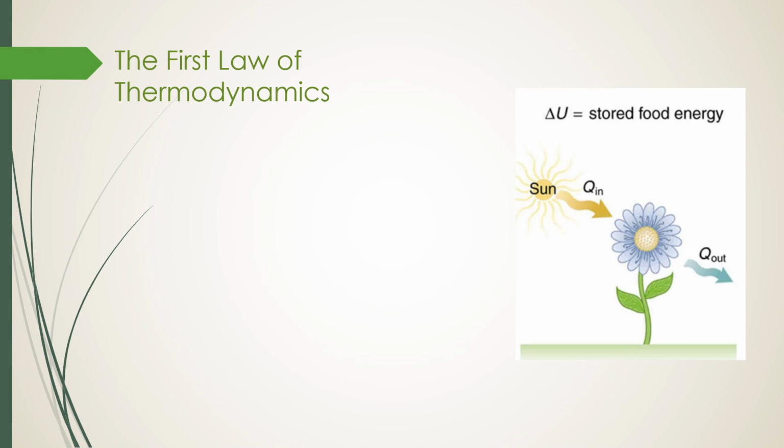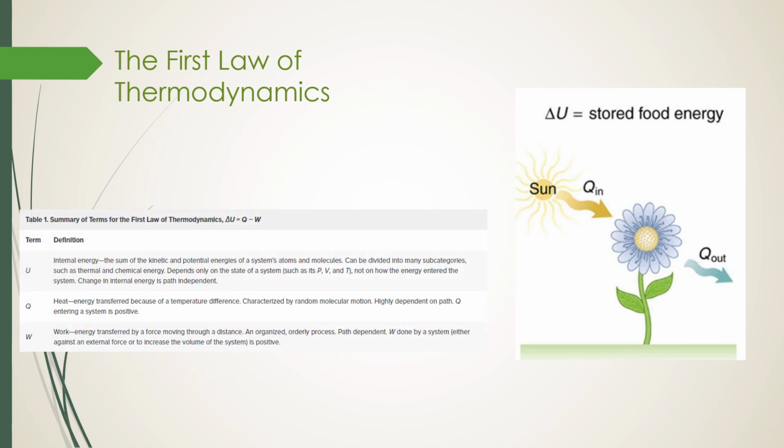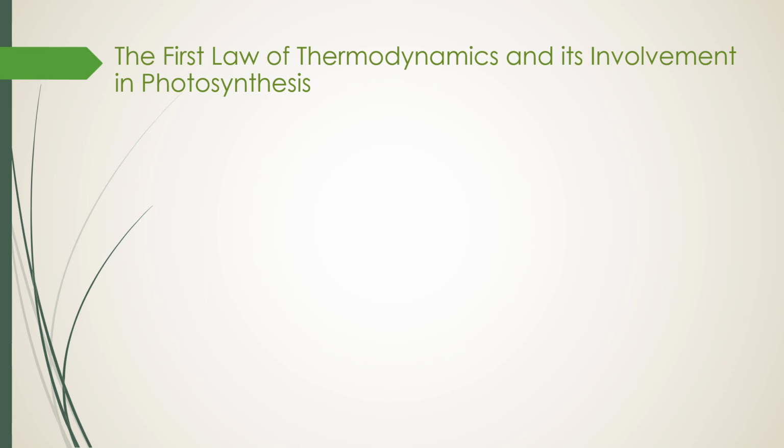the energy could only be converted into different forms. In other words, the energy before and after an event must be equal. The equation with this law states that the change in internal energy equals the heat and work exhibited in the system. Now that this law has been established, what does it have to do with photosynthesis?